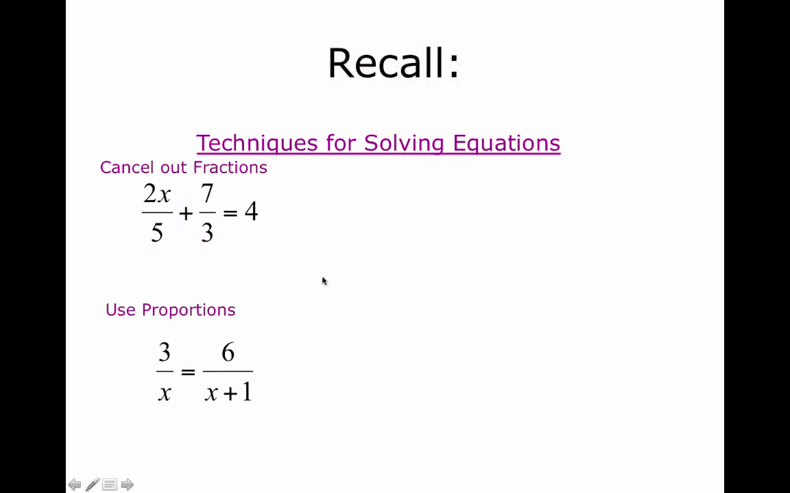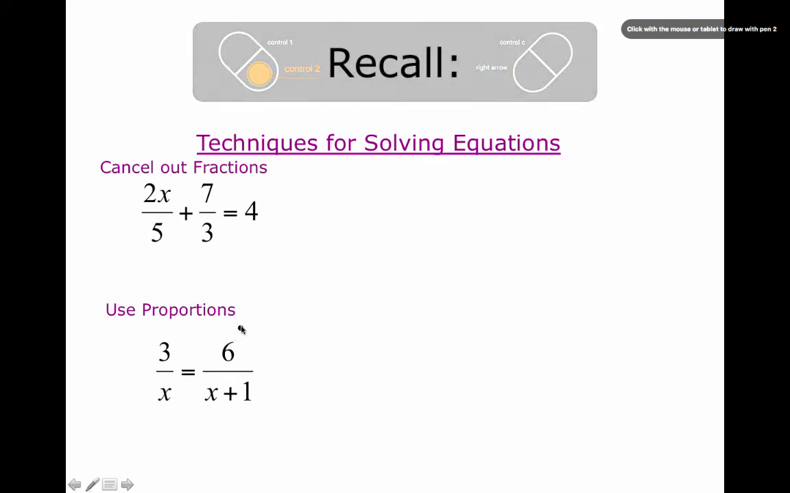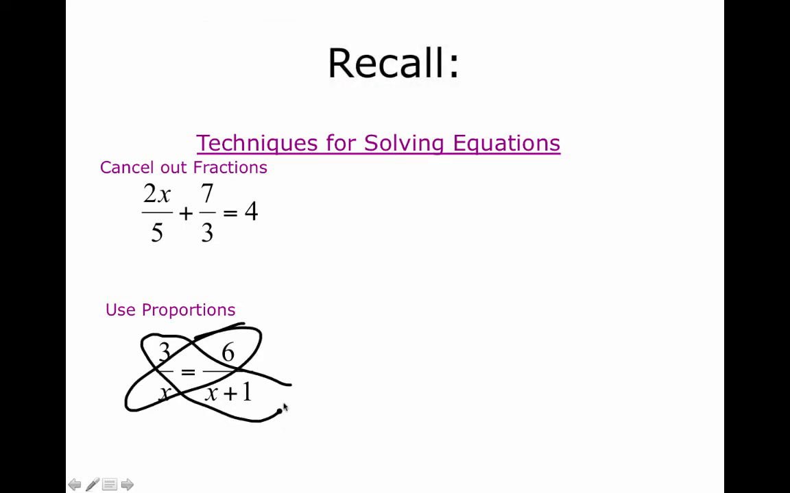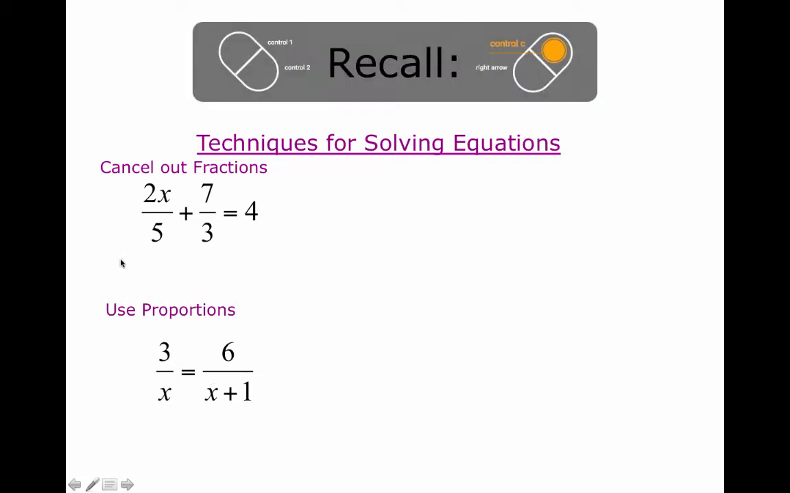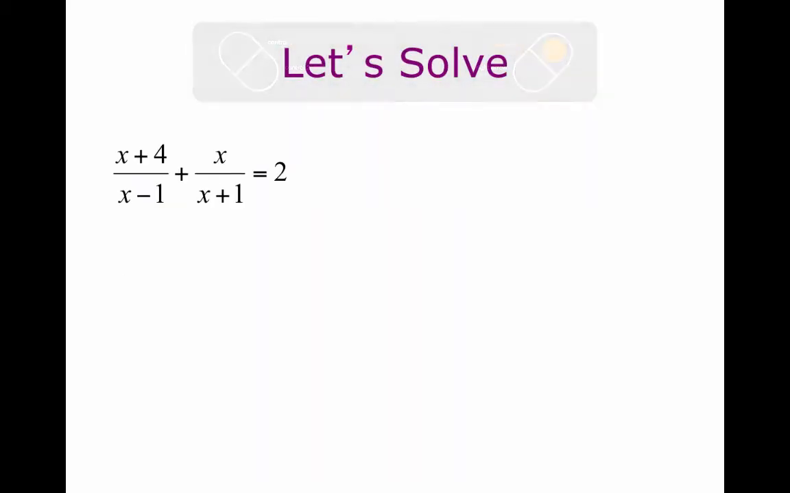When you have a single fraction on the left and a single fraction on the right, you can cross multiply. So you get 6x equals 3 times x plus 1. Distribute, 3x plus 3. Solve, 3x is 3, x is 1. So we can use proportions. We can cancel out more often than not. What we're going to be doing here is canceling out.